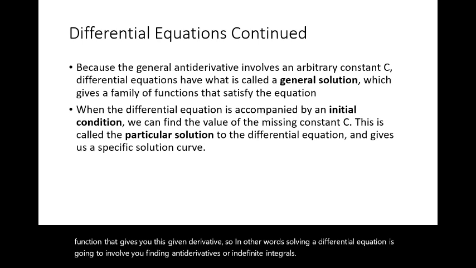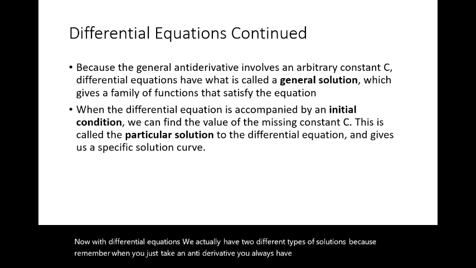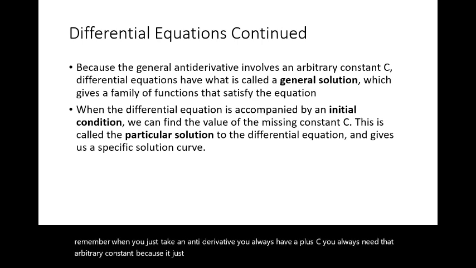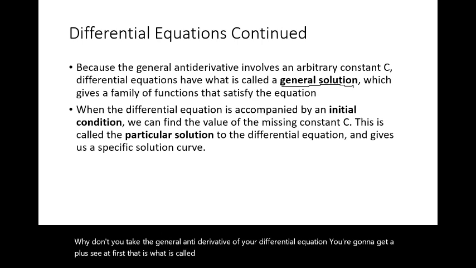Now, with differential equations, we actually have two different types of solutions. Because remember, when you just take an antiderivative, you always have a plus c. You always need that arbitrary constant because a general antiderivative is a family of functions. So when you take the general antiderivative of your differential equation, you're going to get a plus c at first. That is what is called your general solution. And a general solution is a family of functions that all would satisfy the same equation.